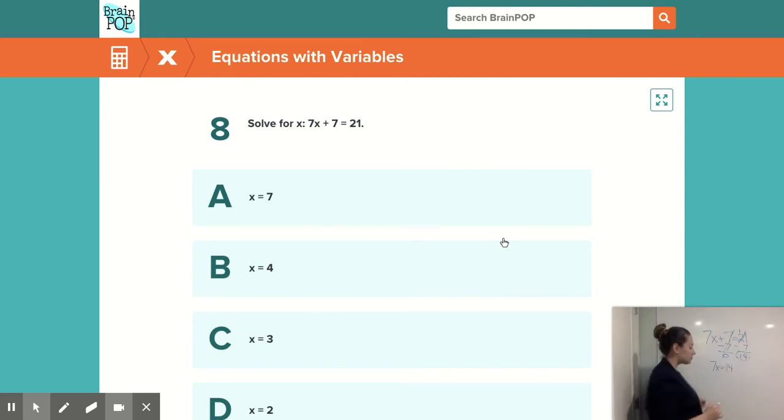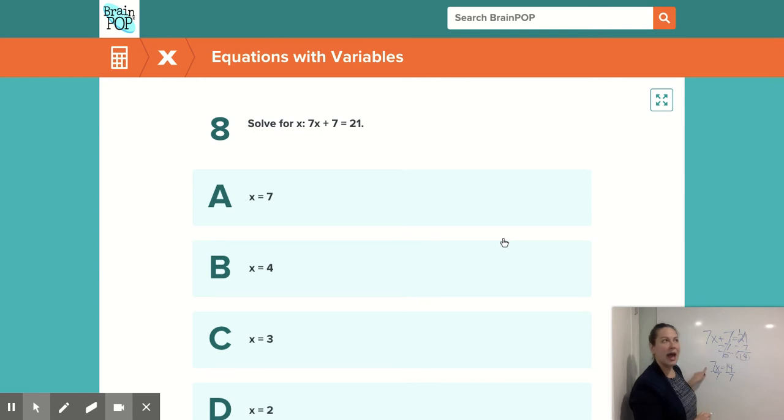14. 7x. This is showing us the operation of multiplication. If we want to undo it and do the opposite of multiplication, we're going to divide. What are we going to divide each side by? 7. And we're going to isolate the variable. We're going to get the x by itself. So when I divide by 7, this cancels out.